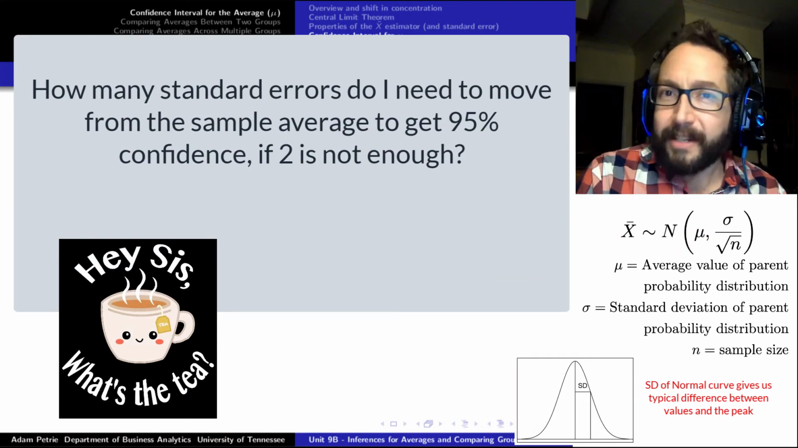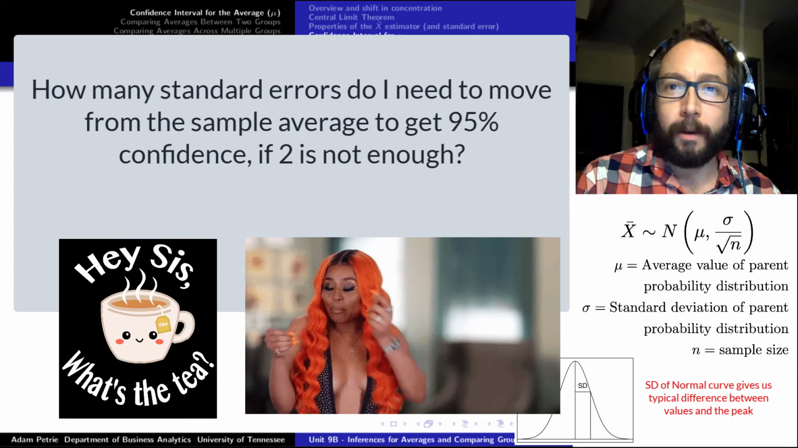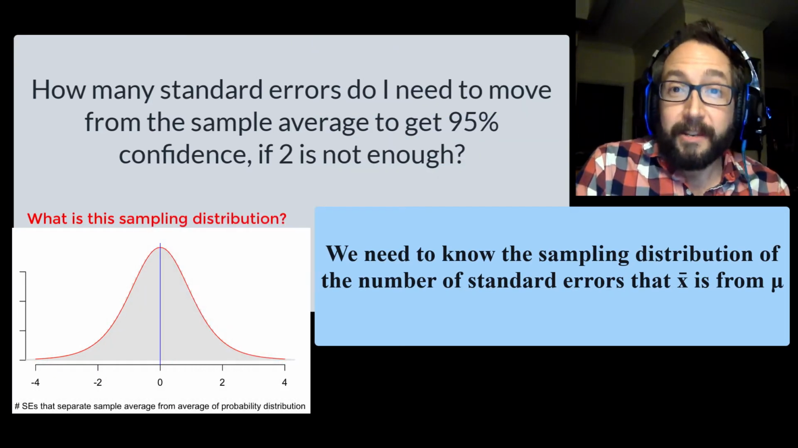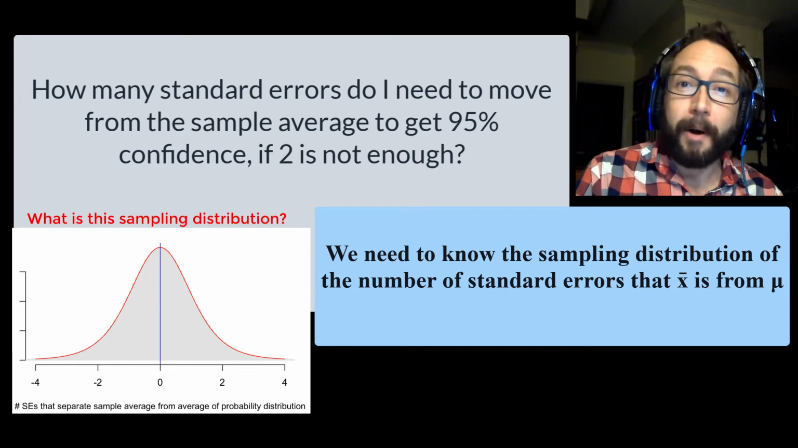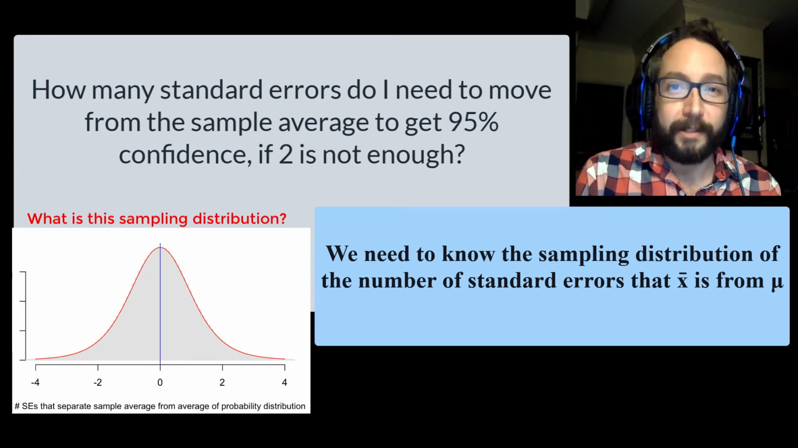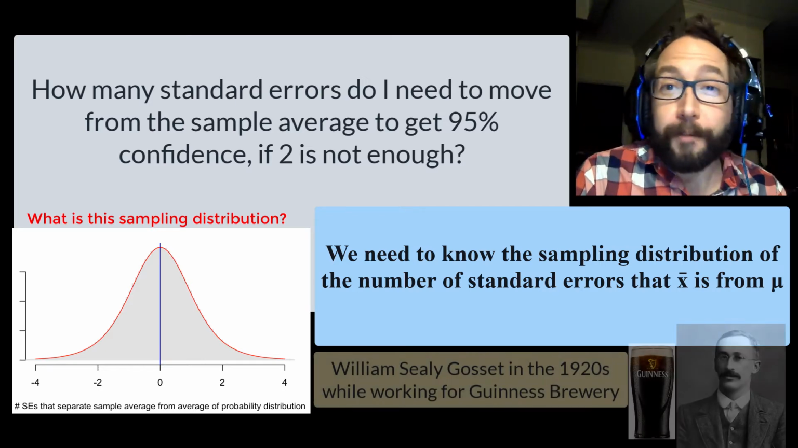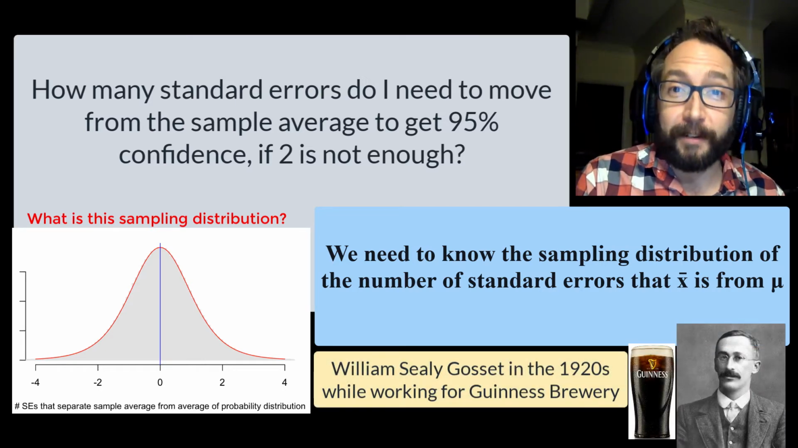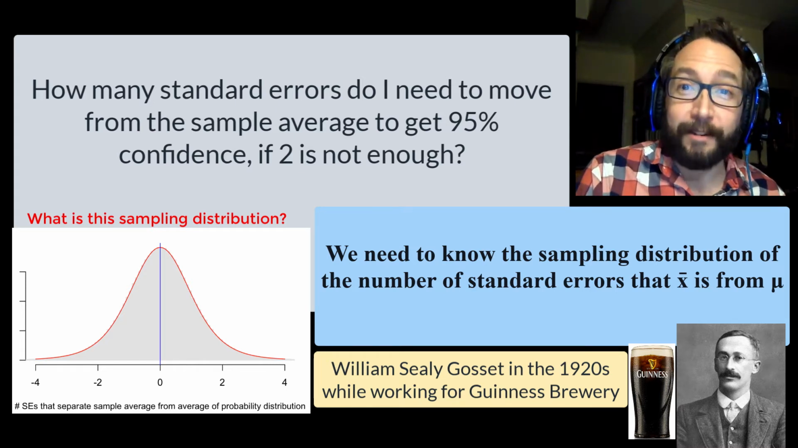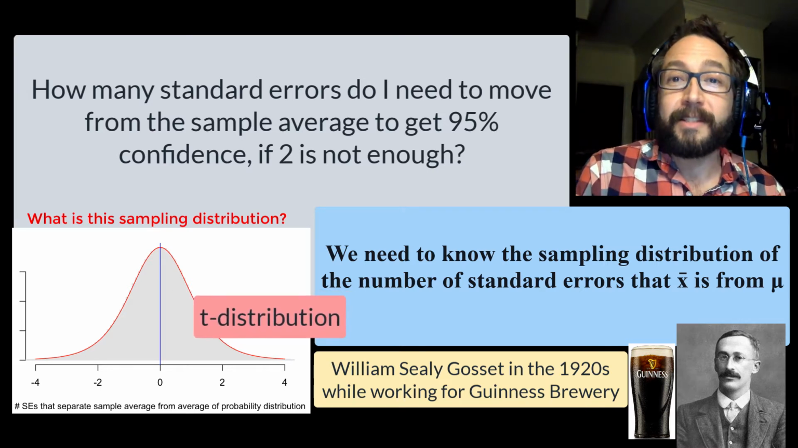So how many standard errors do I need to go? Well, I need to figure out what's the sampling distribution of the number of standard errors that x bar is away from mu. And it turns out this is a very well-studied quantity. Back over 100 years ago, people had actually figured this out. And the name of this sampling distribution, the number of standard errors that x bar is away from mu, is known as the student t distribution.